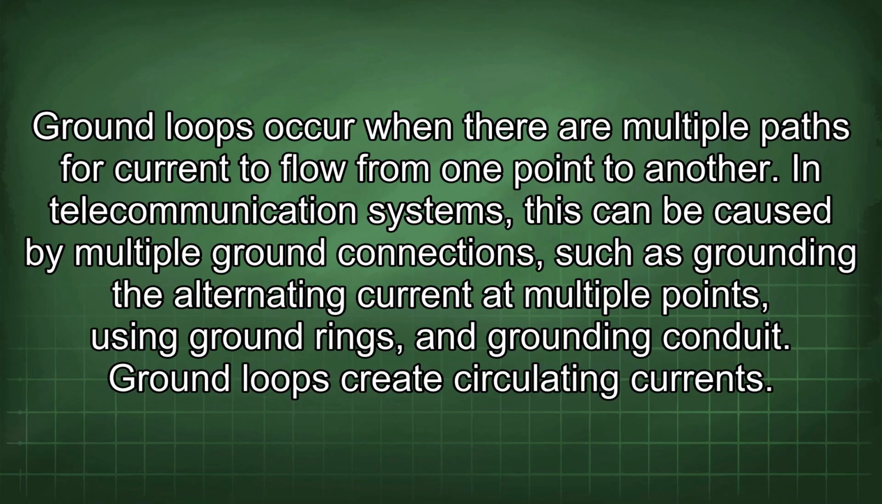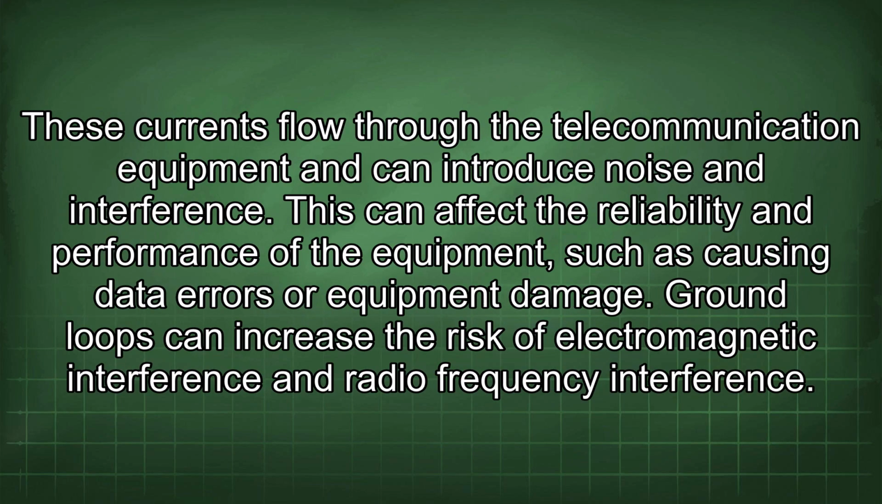Ground loops create circulating currents. These currents flow through the telecommunication equipment and can introduce noise and interference. This can affect the reliability and performance of the equipment, such as causing data errors or equipment damage.